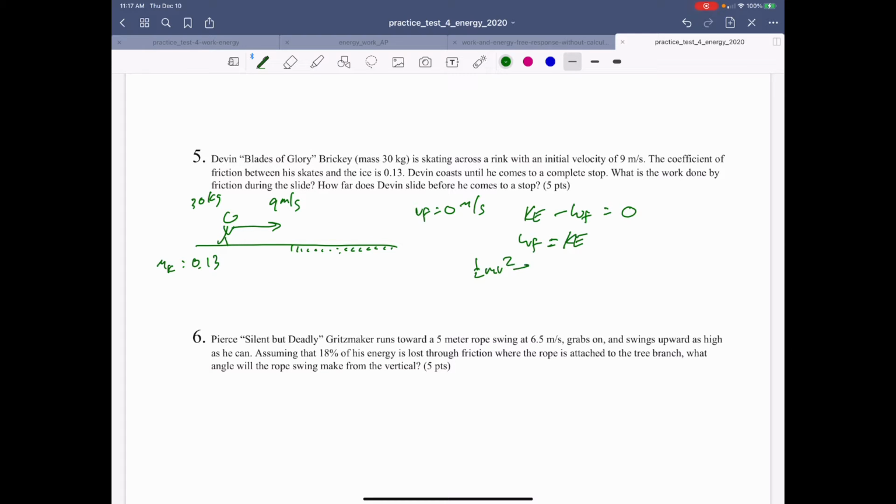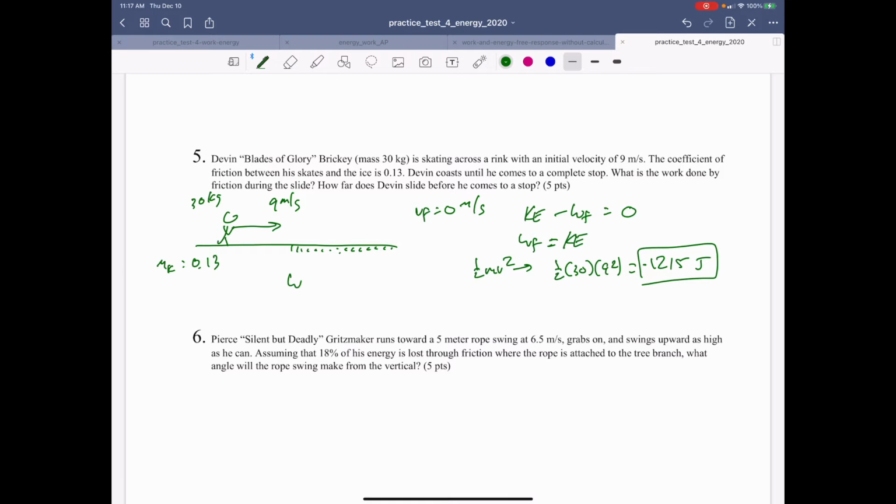1/2 mv squared, which is 1/2 times 30 times 9 squared. And my handy dandy calculator says that is 1215. Okay, so it's the work done by friction, so that is going to be a negative. Okay. How far does he slide?